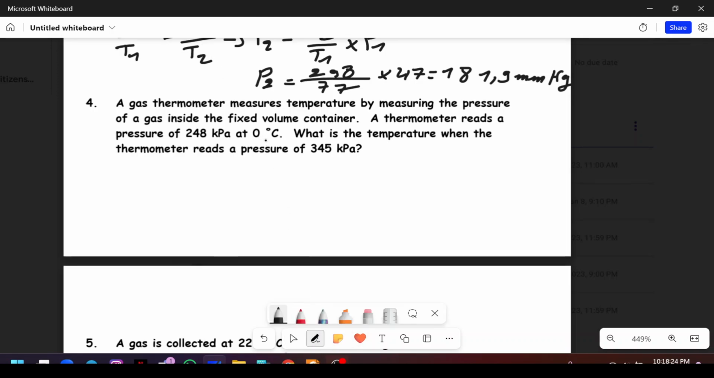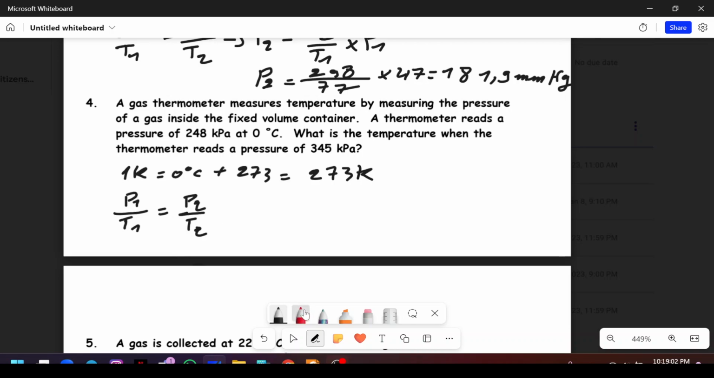Let's first of all convert the 0 degrees C to Kelvin. So the temperature in Kelvin is 0 degrees C plus 273. This is going to be 273 Kelvin. Now P1 by T1 would be equal to P2 over T2. So what is the temperature when the thermometer reads a pressure of 345? That means we're looking for the second temperature here.